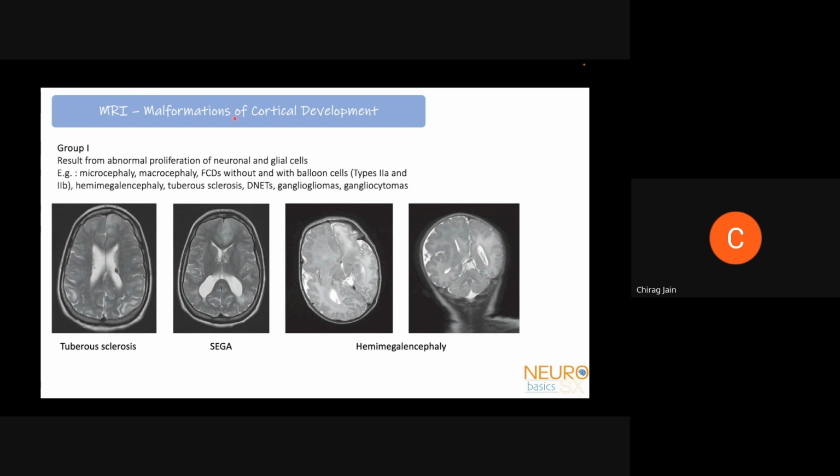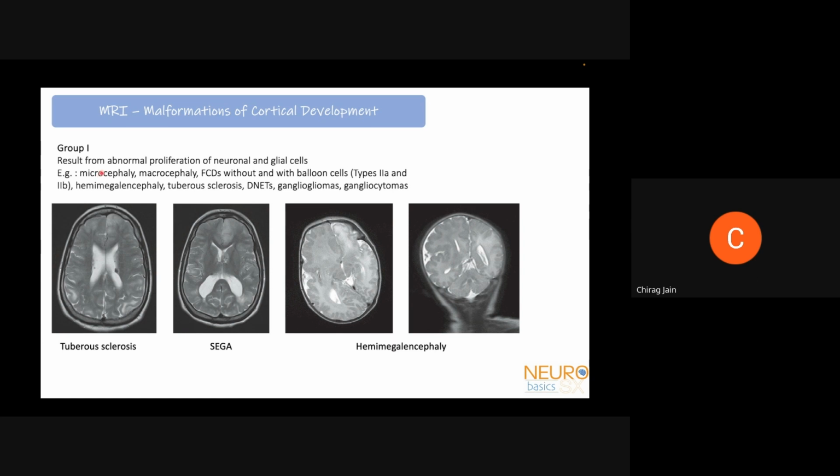Another common feature you might find on MRI are malformations of cortical development. These usually give rise to congenital epilepsies. And so they're divided into three groups. The first group is basically going to arise from a proliferation of neuronal and glial cells. So this is where the cells are abnormally proliferating, or they might not be proliferating enough.